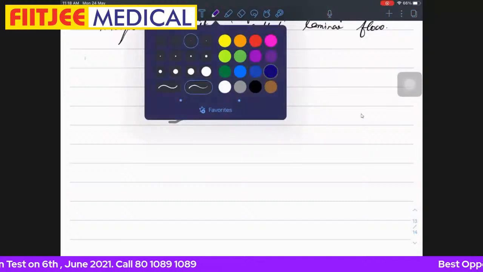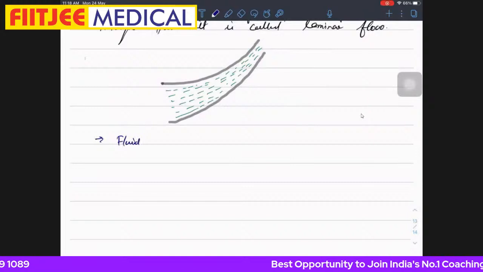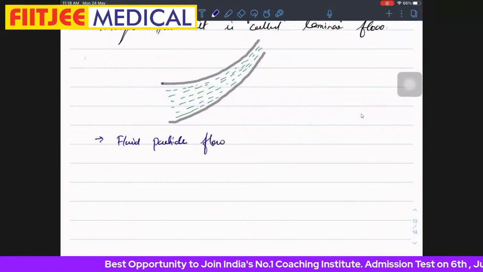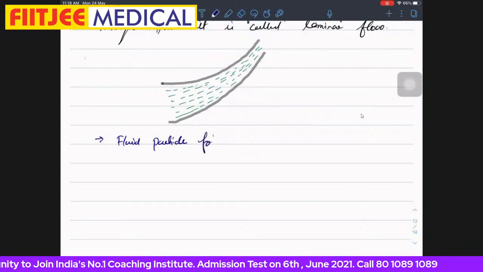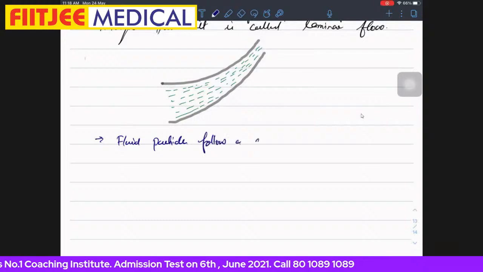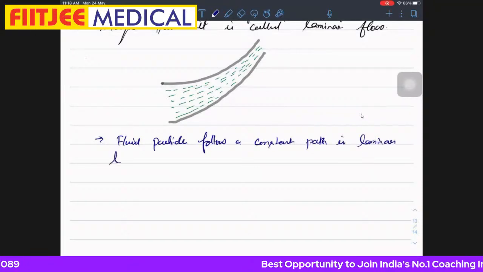We can write here: fluid particles follow a constant path in laminar flow.